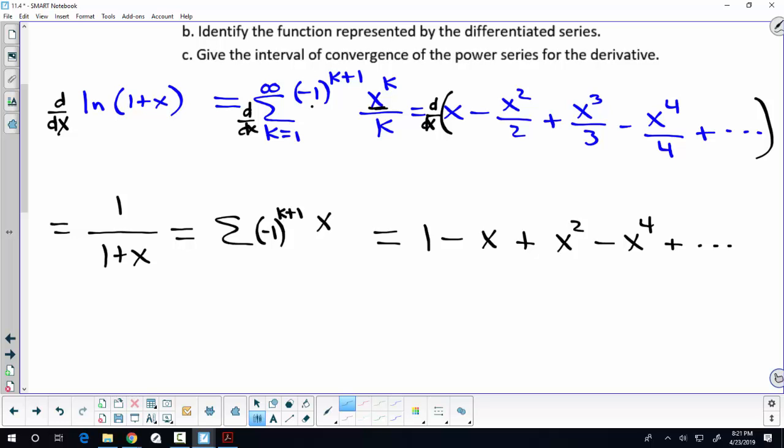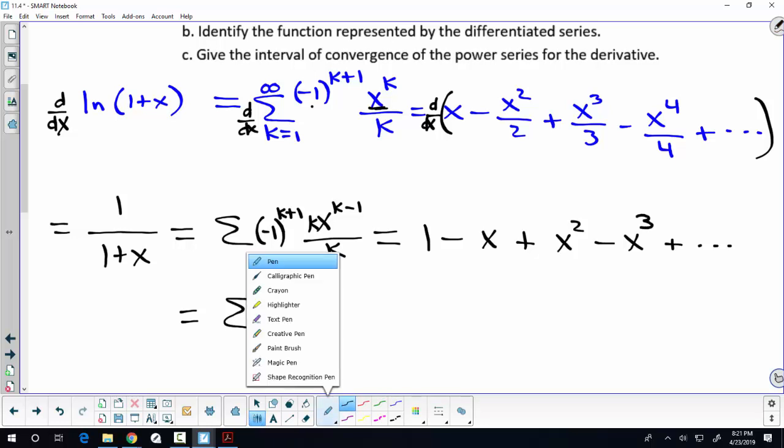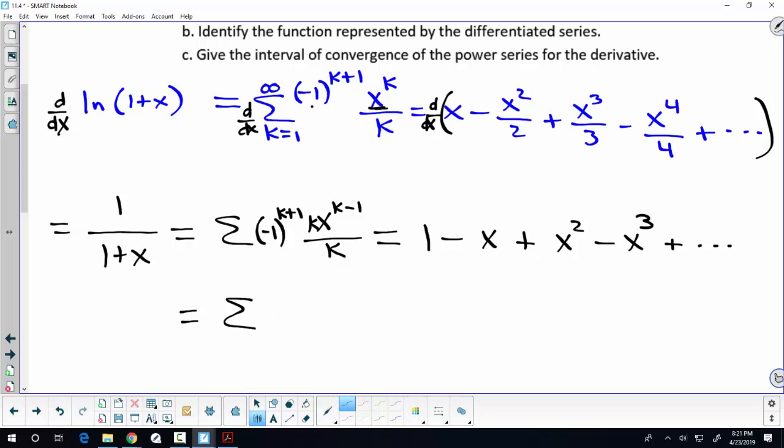Then this becomes k times x to the k minus 1, all over k. Just like if we were to take the derivative of x to the 5th over 5, like we did on the far right. Yeah, x to the 4 should be x to the 3rd. Oh yeah, thank you. Sorry about that. And then the k's divide out.